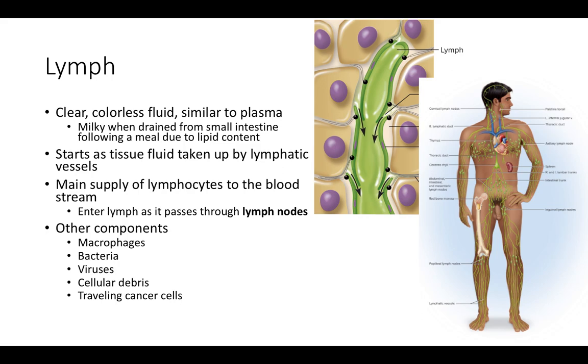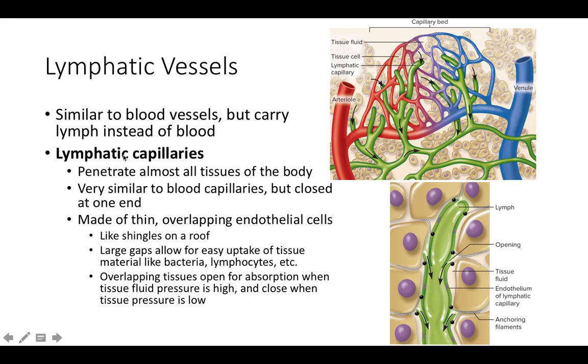So lymph starts as a tissue fluid that's taken up by lymphatic vessels, and as it passes through the lymphatic system, it's going to pass through nodes, and as it passes through those nodes, it's going to encounter lymphocytes. It also contains other components like macrophages, and then some things that we don't want, like bacteria, viruses, cellular debris, and then cancer cells. So lymphatic vessels are really similar to blood vessels, but obviously carry lymph instead of blood.